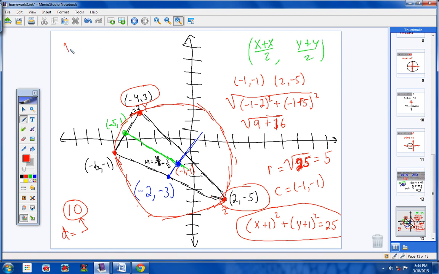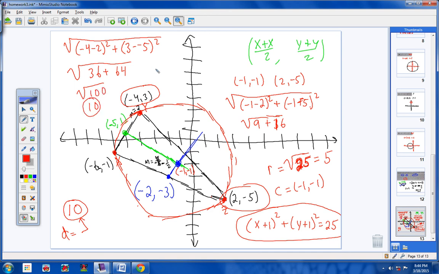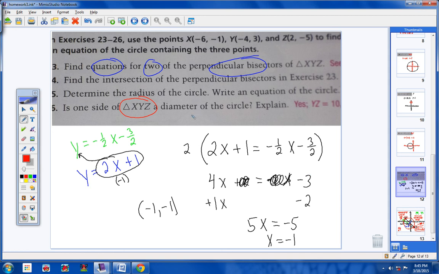So here we go. X minus X, that's negative 4 minus 2, plus Y minus Y, that's 3 minus a negative 5 squared. So we would get 36 plus, let's see, 64. 3 minus negative 5 is 3 plus 5, 8. 8 squared is 64. Add those together and you get 100. And the square root of 100 is 10. So yes, the answer to this question here is yes. YZ, and it's right here for you. I didn't even see that. Here it is. Yes, YZ equals 10. Okay, so there we go. That is how you would do that.